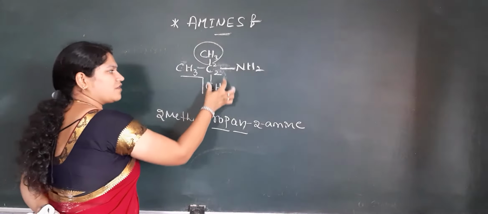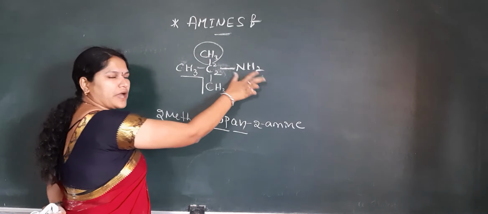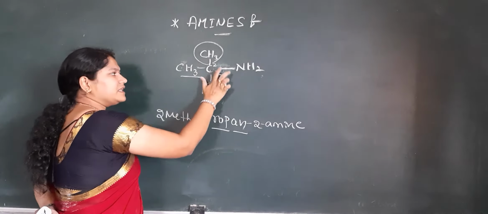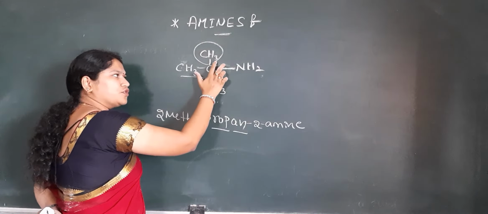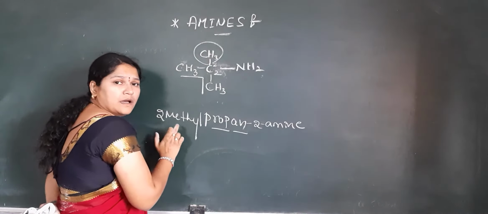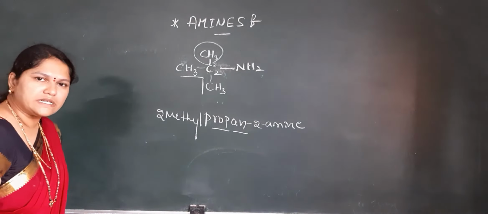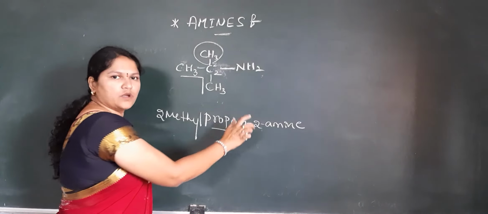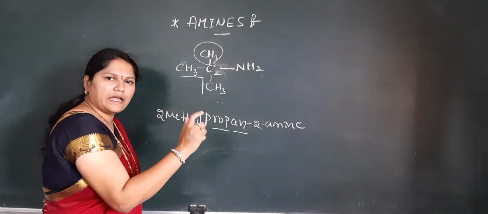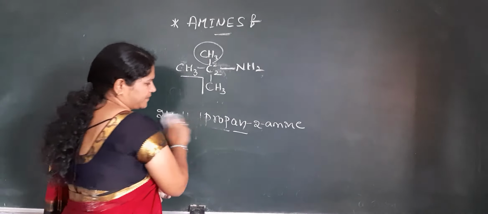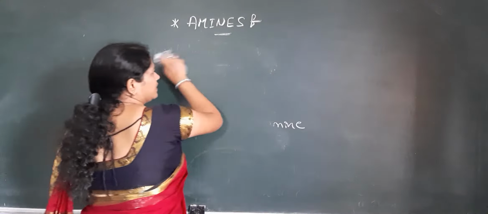Clear? Selection of the long chain. The functional group should have the least number. If other than the long chain any substituents are present, they act like a prefix, whereas our amine acts like a suffix. So in order to represent amine as well as its position, you have to indicate it by using amine as a suffix. Okay.